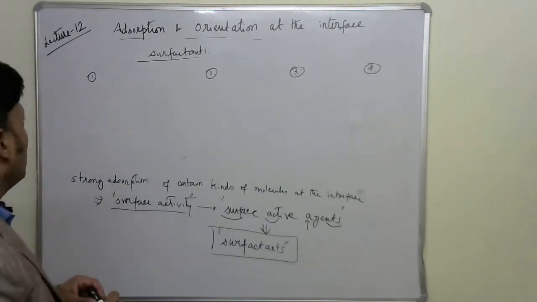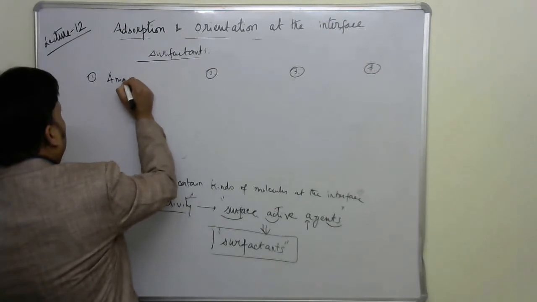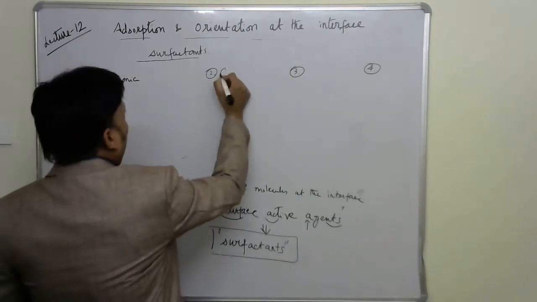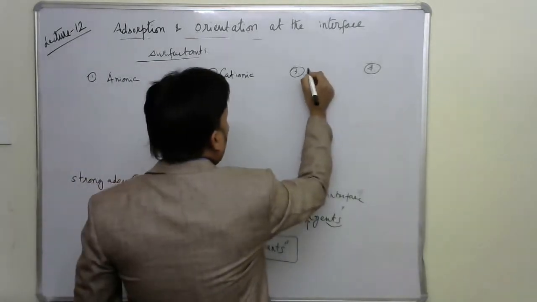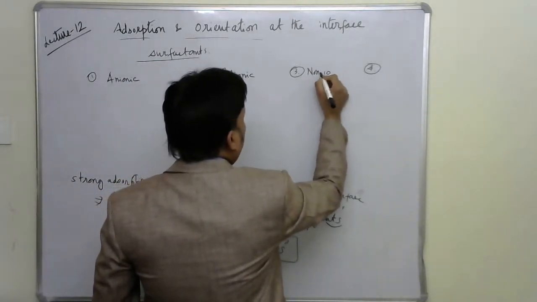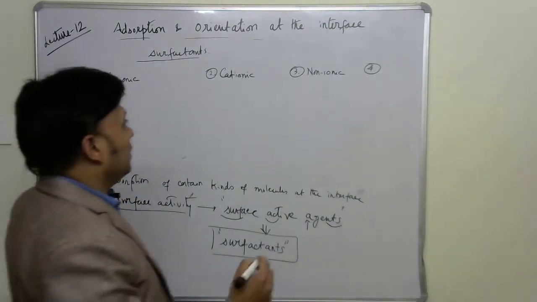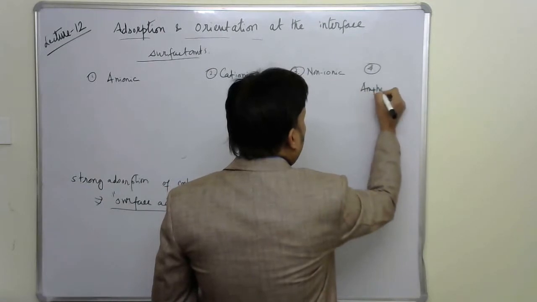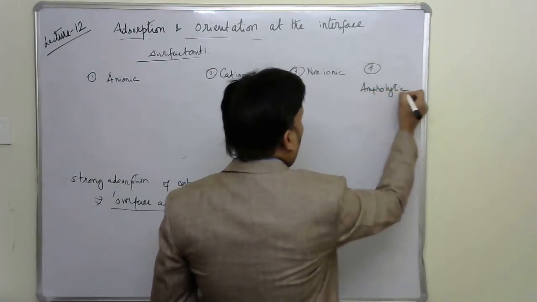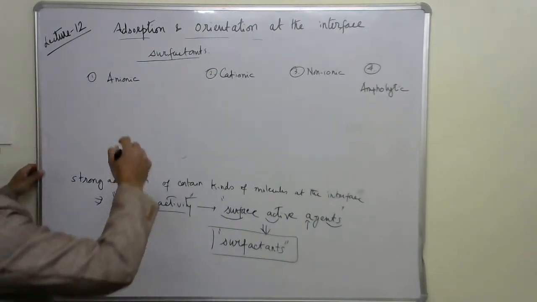So the surfactants can be anionic, can be cationic, can be non-ionic, and the number 4 type is also called amphilytic. Let's go one by one with certain examples.